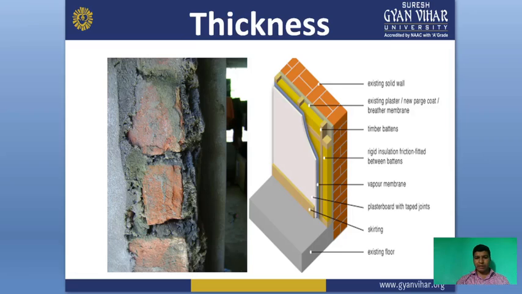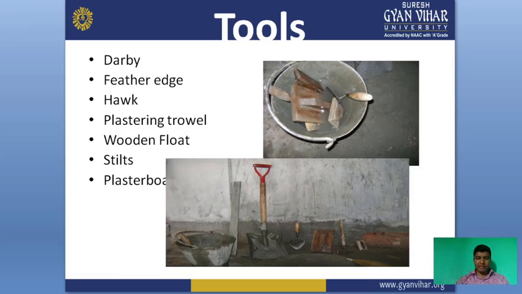This is an example showing the thickness and some components of the wall. The interior plaster should be 10 to 12 mm and the exterior plaster should be 18 to 20 mm in thickness. These are some tools which are used for plastering. The first one is the darby, as shown in the figure. Then the others are feather edge, hawk, plaster trowel, wooden float, steels, and plasterboard. These are the tools which are used for plastering.